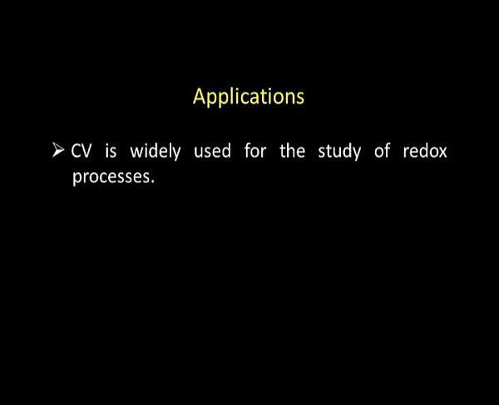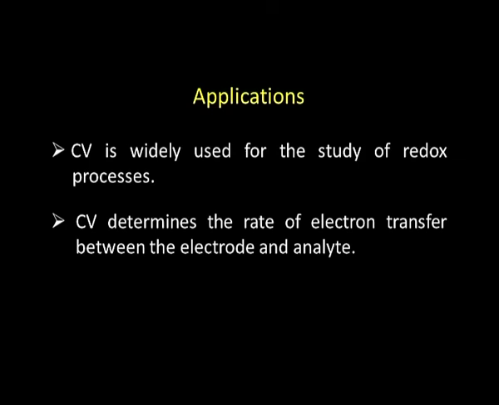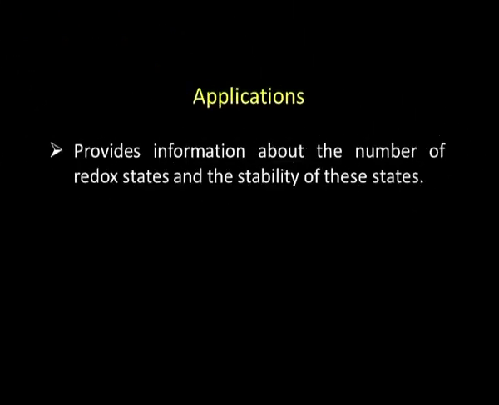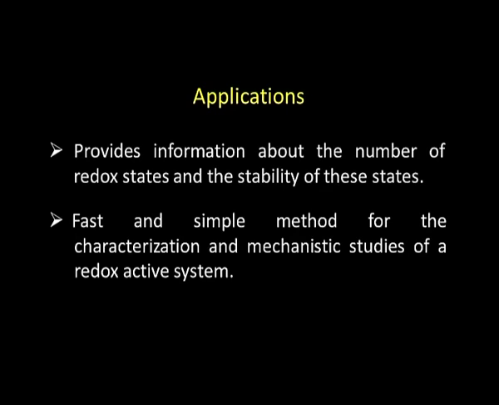Let us consider a few applications. CV is widely used for the study of redox processes. CV determines the rate of electron transfer between the electrode and analyte, and the stability of the analyte in the electrolyzed oxidation states. It provides information about the number of redox states and the stability of these states. It is a fast and simple method for the characterization and mechanistic studies of a redox active system.